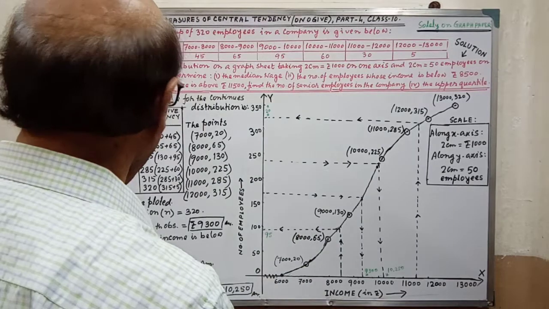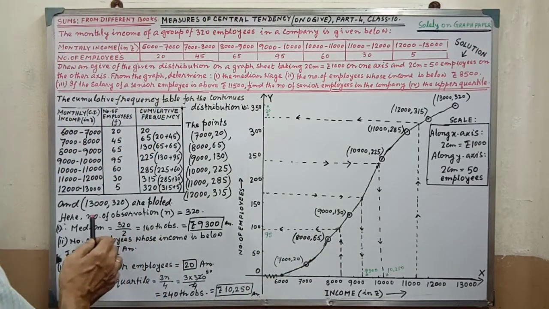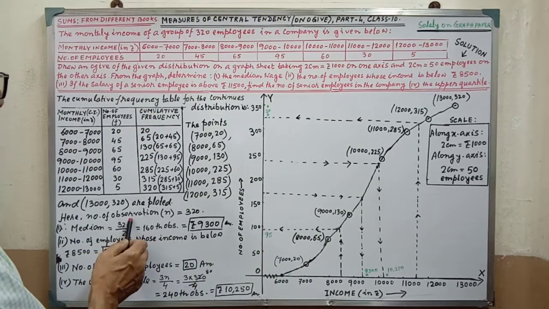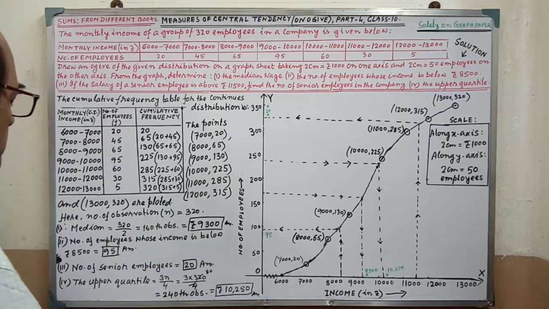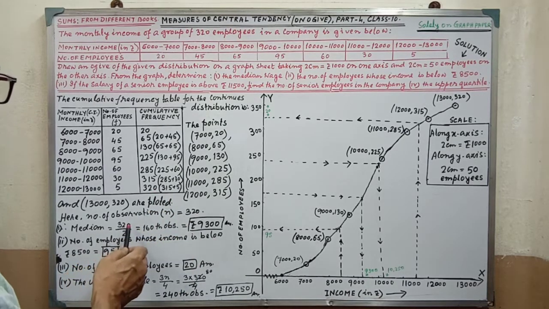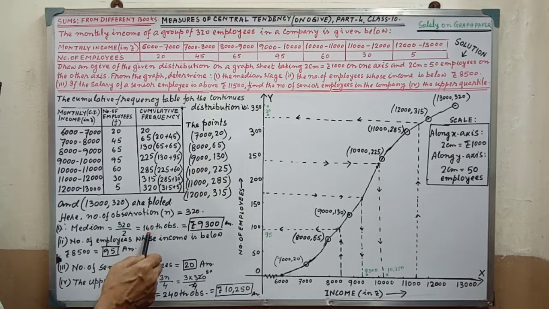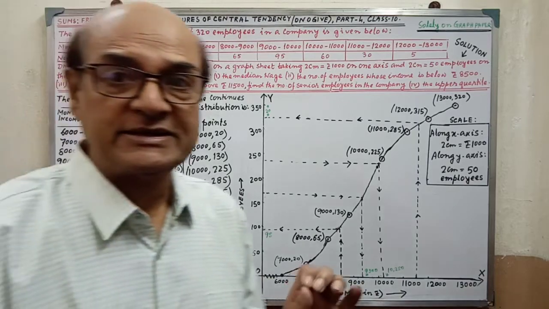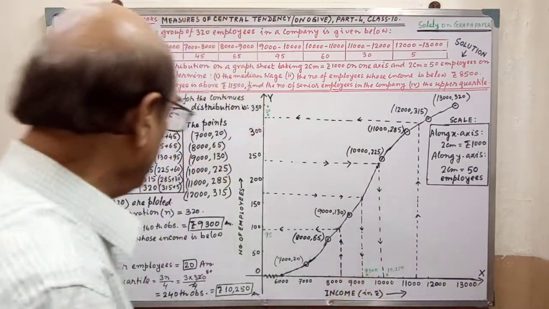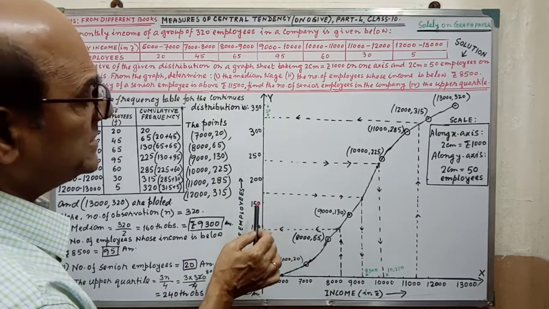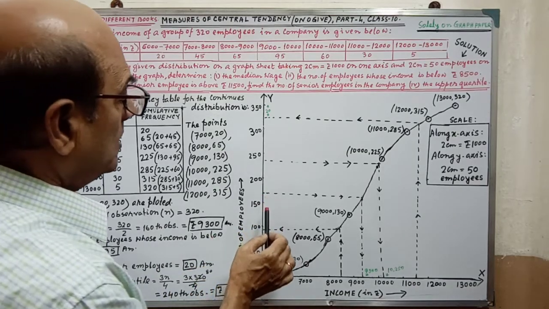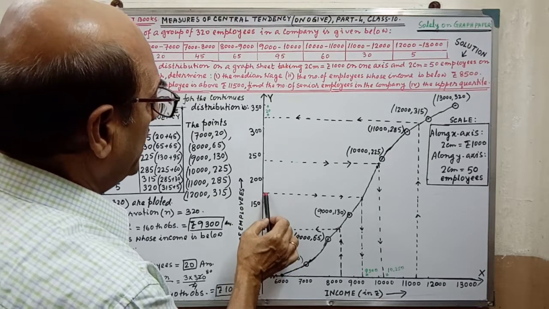Then we have to find out the median. Now here number of observation, that is 320, and that is n equal to 320. Therefore median is 320 by 2. By calculation it is coming 160. 160 will not be the median. 160 observation, that is 160. This is 150 and 160.